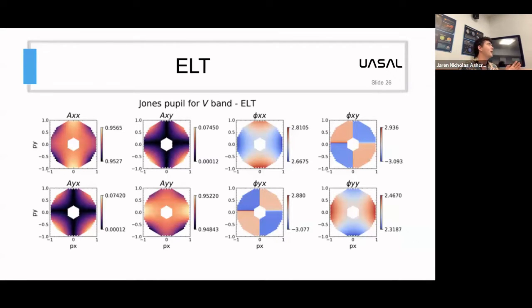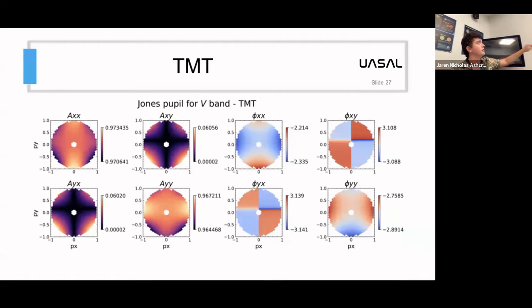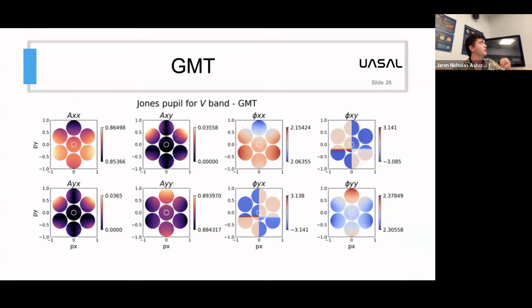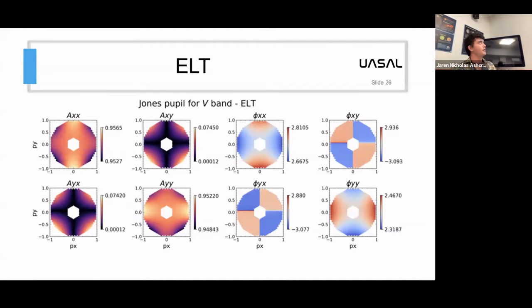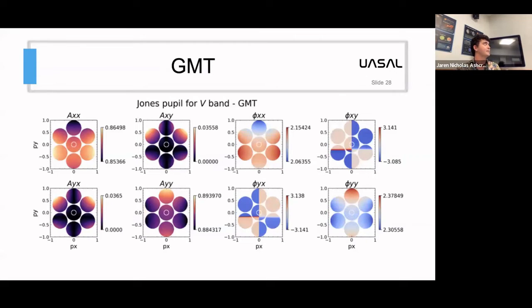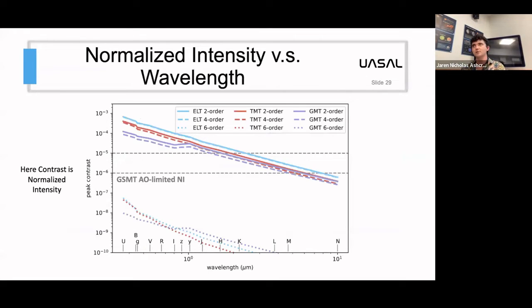Thank you for listening. I built this tool so that we could start doing these Jones pupil simulations for the giant segmented mirror telescopes. This is the Jones pupil for the Extremely Large Telescope, a 30-meter telescope, and this is the Giant Magellan Telescope. All of them have the same trends. You might recognize a similarity in the astigmatism that you see on the diagonal in the phase elements. And so we sought to quantify how this actually impacted imaging.